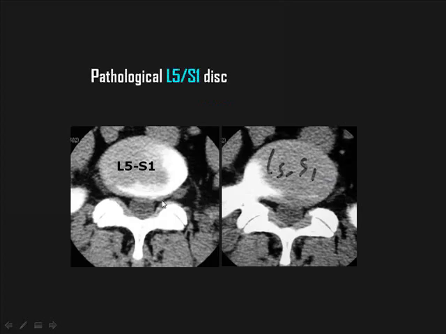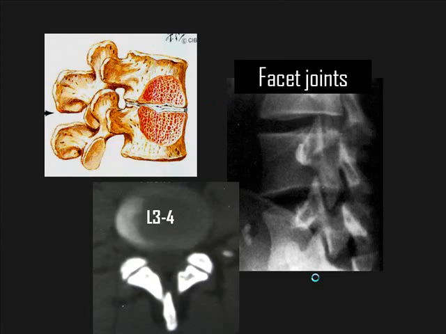Okay, and you see another example. This is L5S1 with convex posterior margin. In the next section you can see the L5S1 with convex posterior margin, and this is pathologic disc. Then you go to the assessment of the facet joints.